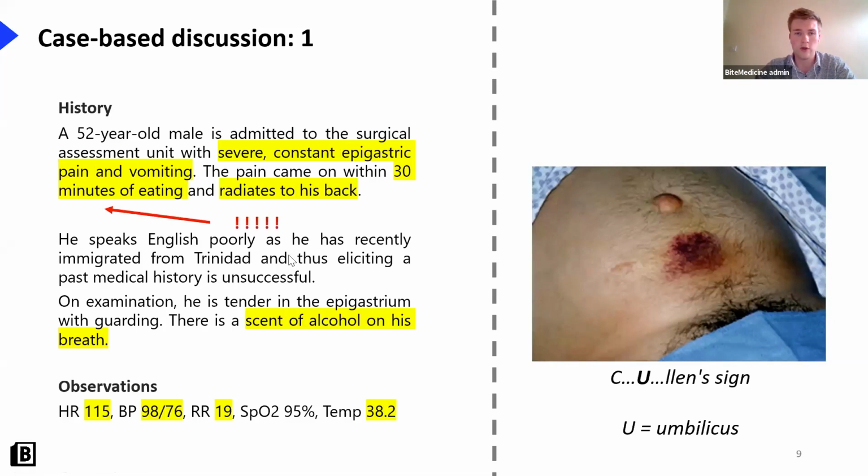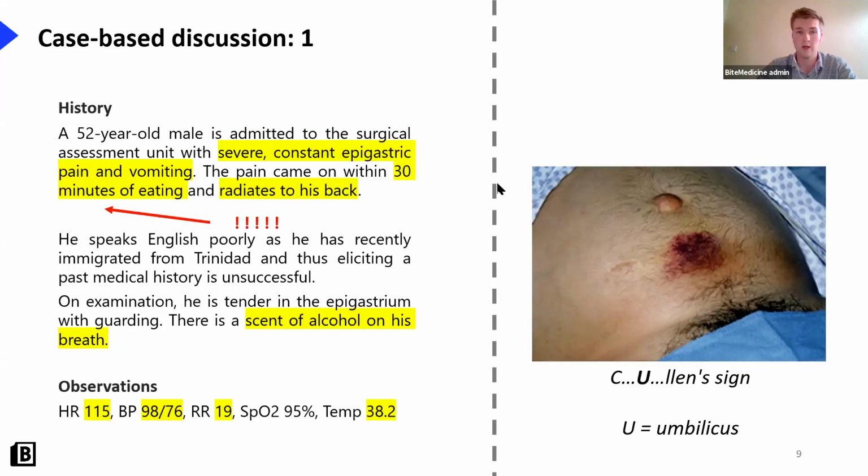So we also note here that he's a man from Trinidad, and there is a scent of alcohol on his breath that might be relevant later. And just in terms of a memory aid, if you ever get stuck between Grey Turner's and Cullen's, please remember that Cullen's sign has a U in it, U standing for umbilicus.